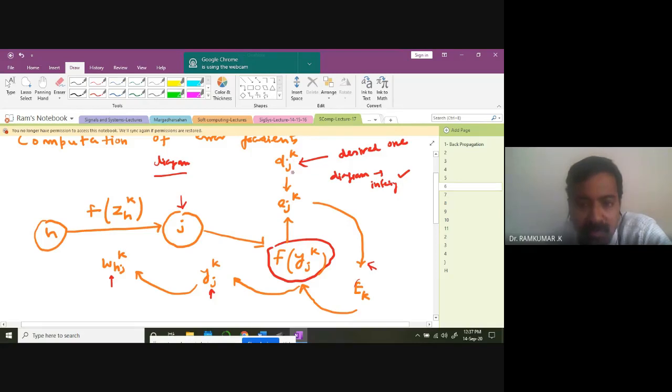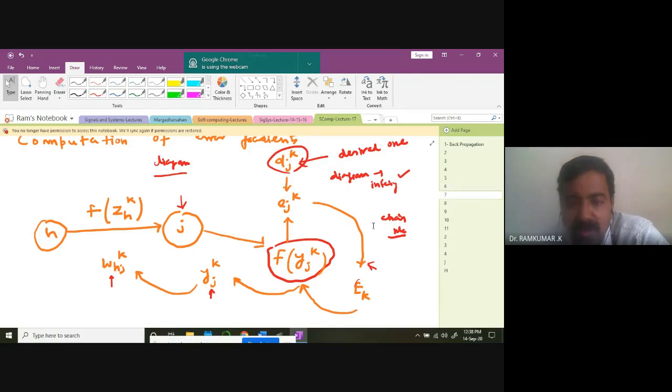This output you are comparing with the desired output and getting the error. Based on the error, we are going to do what? We are going to update the weights between the hidden layer and the output layer. But we have to compute it in two different stages by applying something called the chain rule of calculus. That's the only fundamental thing in this idea. If you understand that, it is over.